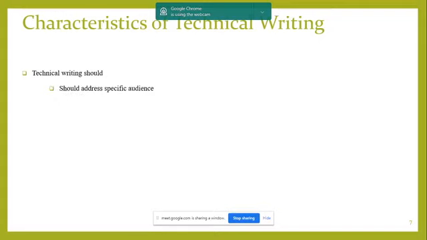Now, to whom will you be writing the technical article? A technical article is actually meant for a specific audience. Definitely you are not going to write a paper for somebody else who does not understand your research, or who is not searching for your research. So you will have a specific audience.